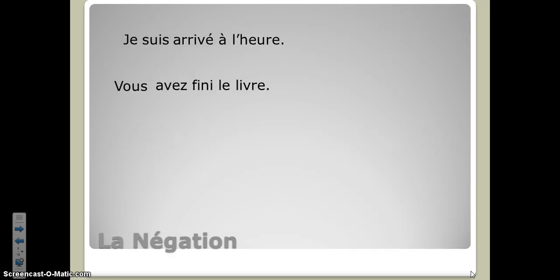Now, when we're looking at the structure of the passé composé, we also have to remember negation. So, when we see je suis arrivé à l'heure, we know that we need to put ne pas in here. However, we have two parts. Now, ne pas can only ever go around one conjugated verb. So when we're looking at the two parts, which part gets that negation?